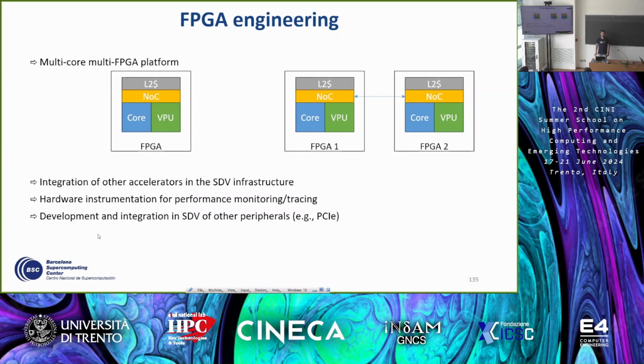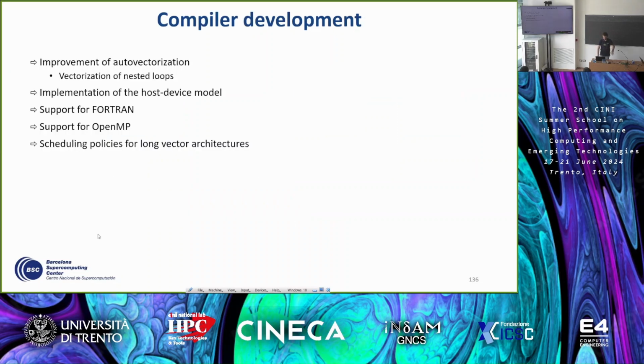Okay, then we have FPGA engineering. This is on another spectrum, right? So first it was software. This is more like FPGA engineering. So right now we are using one FPGA with one core and one VPU. If we are able to put two FPGAs connected, one core and one VPU each, we can do a multi-core. Boom! So we can emulate even a multi-core system, right? So that's something that we don't have. We still have to do it.